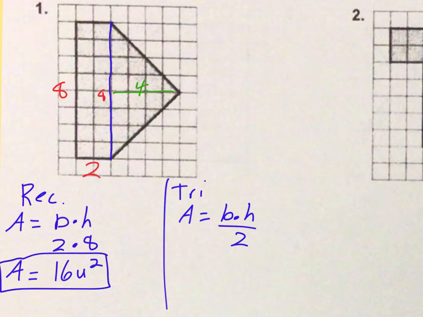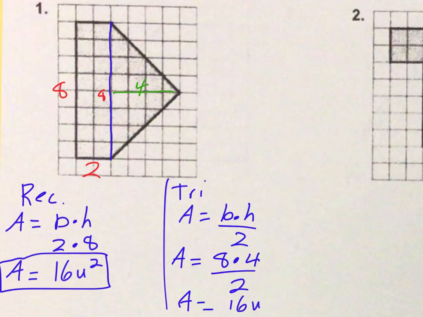Let's talk about the triangle now. Our base is 8. Our height is 4. And we're going to divide that by 2. So 8 times 4 is 32 divided by 2. Area equals 16 units squared.